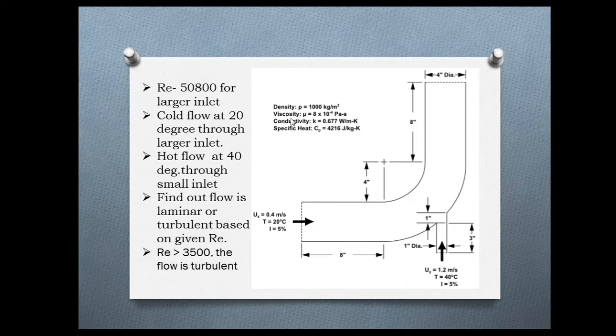Also we have been given the density, viscosity, conductivity, and specific heat. In the problem they have given the Reynolds number. Based on that we can find out whether it is a laminar flow or turbulent flow. If the Reynolds number is greater than 3500, we call it a turbulent flow.